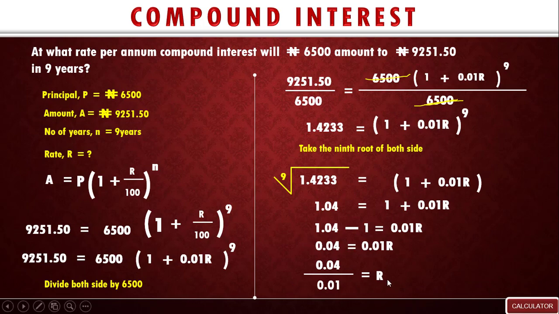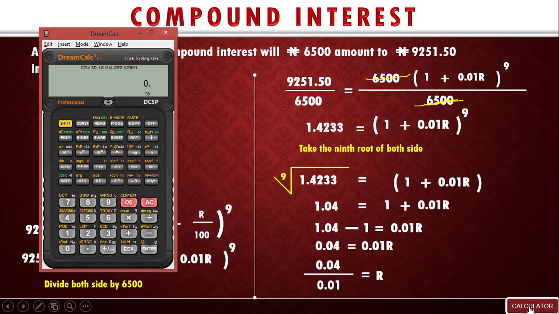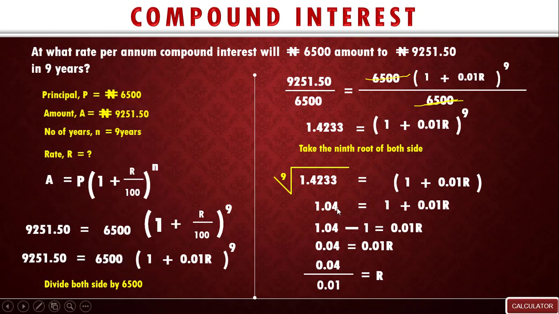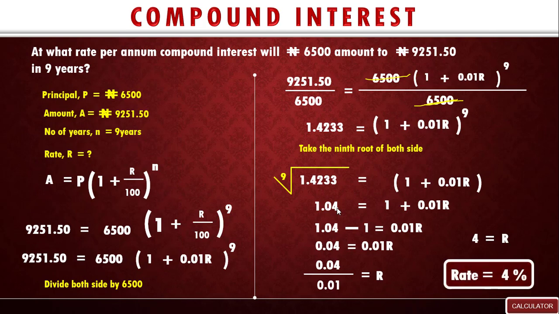So let's use our calculator to do this. 0.04 divided by 0.01 equals to enter. That gives us 4. So that 4 equals to r. It simply means that we can interchange it saying r equals to 4. That means our rate finally is 4%.